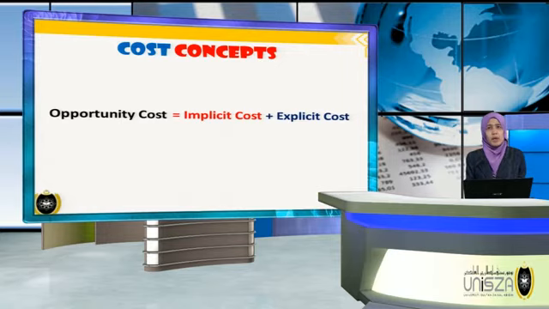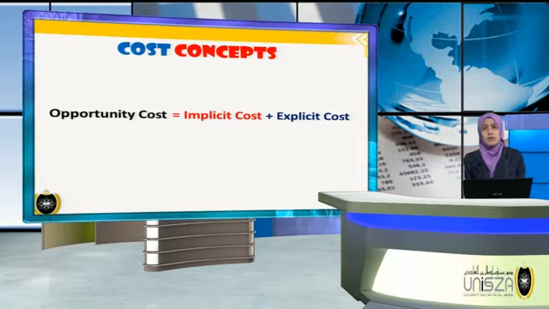And the second one is explicit cost. What is explicit cost? Explicit cost refers to the value of resources purchased for production. For example, wages and salaries for workers, transportation and electricity.